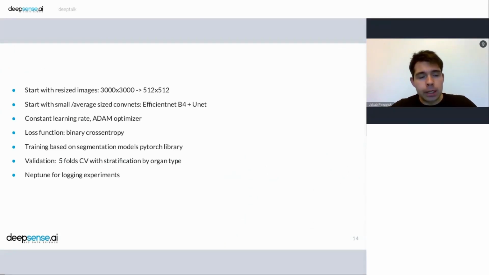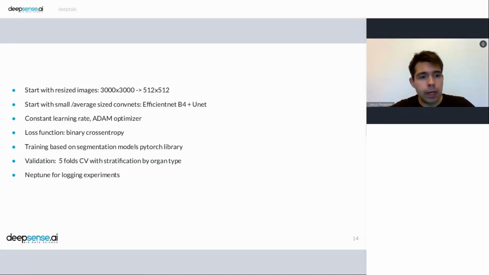First I started by resizing images from 3000 pixels to 512. It was a good starting point for rapid prototyping, but eventually I switched to bigger images, to 2024. I also started with quite small models based on convolutional neural networks. Namely, I started with EfficientNet B4 as encoder and UNet as decoder, and I think it's a pretty strong baseline for semantic segmentation, at least for now.